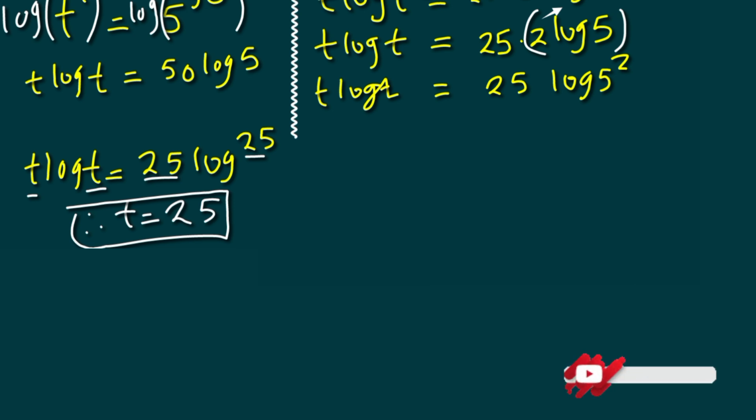Now for the second method, we're going to be using a very fast track. So we have t to the power of t equals 5 to the power of 50.